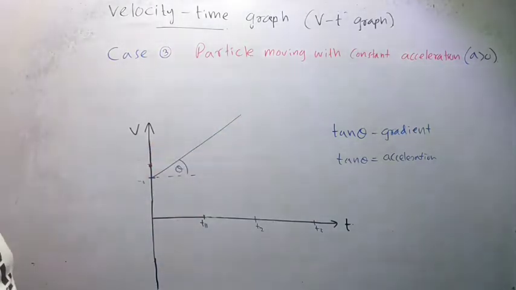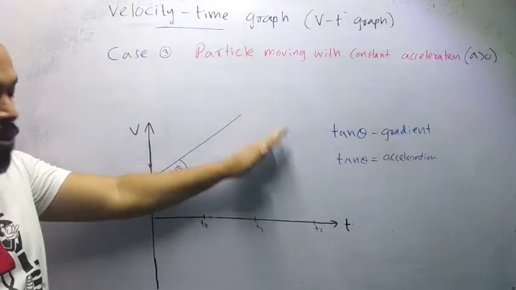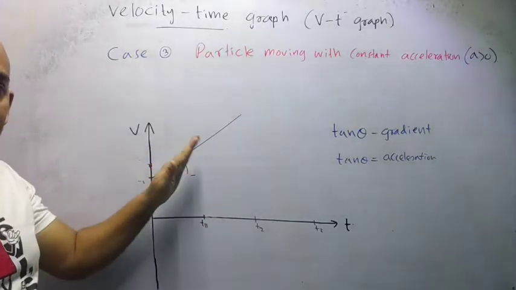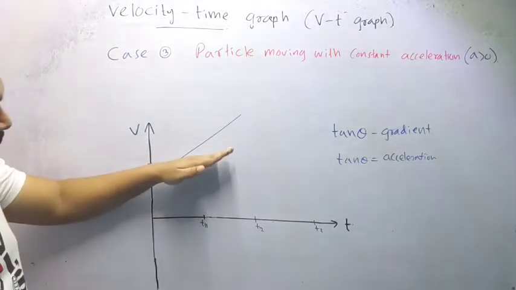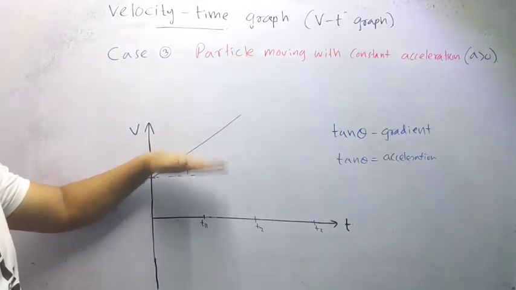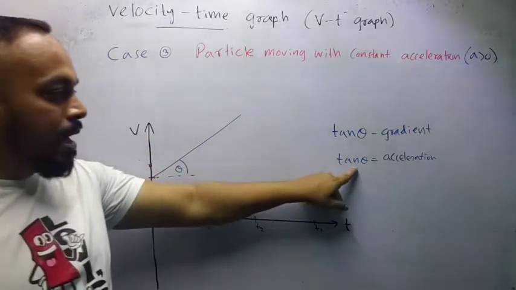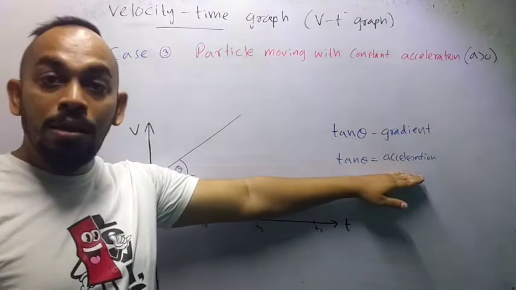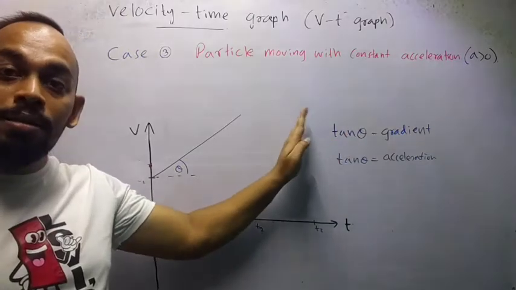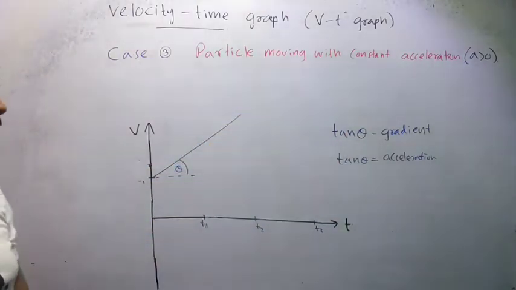Okay. So it should make a positive acute angle with respect to time. Gradient increases means acceleration also increases, because tan theta is the gradient and is equal to acceleration. Gradient increases means acceleration increases. Gradient decreases means acceleration decreases.